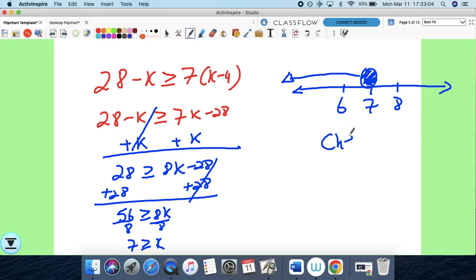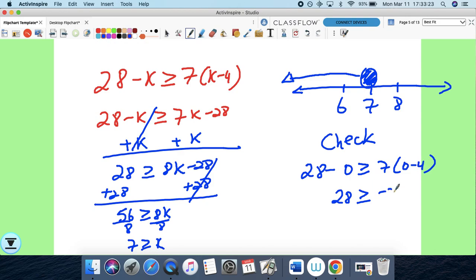So when you do your check, you can pick any number, and I will pick 0. So 28 minus 0 is greater or equal to 7 times 0 minus 4. 28 minus 0 is 28, and is that greater on the other side? On the other side, I have 0 minus 4 is negative 4. Negative 4 times 7 is negative 28. So that is true. So everything is okay.